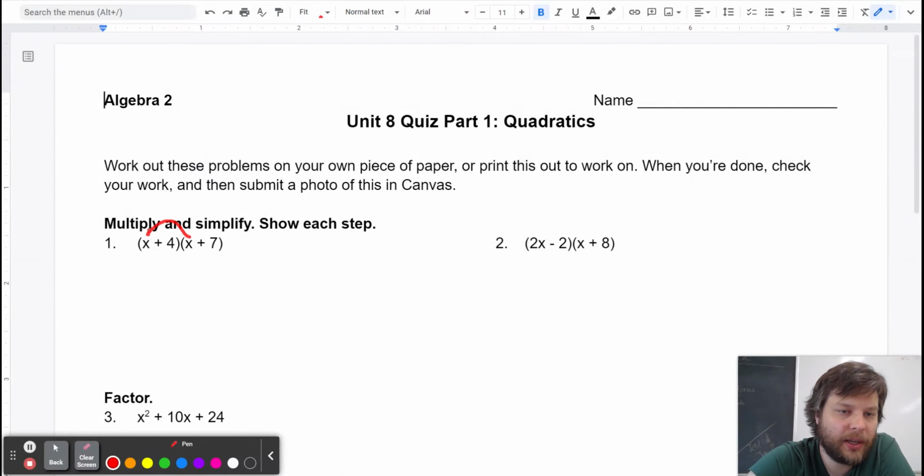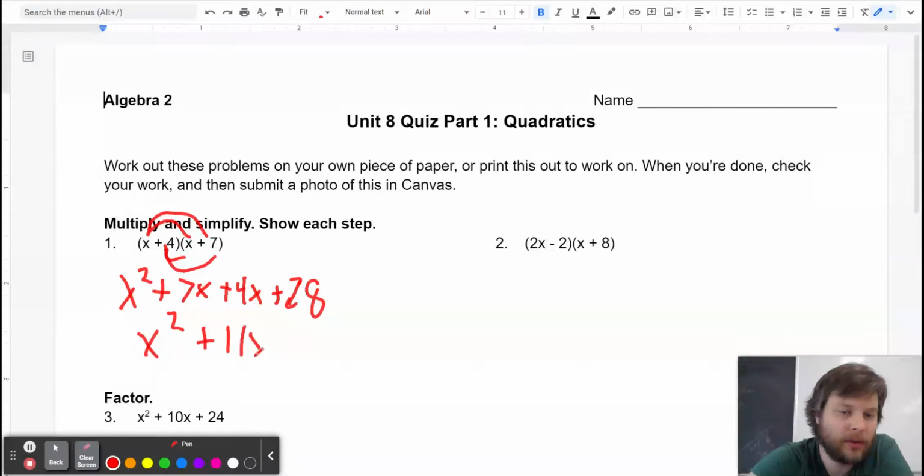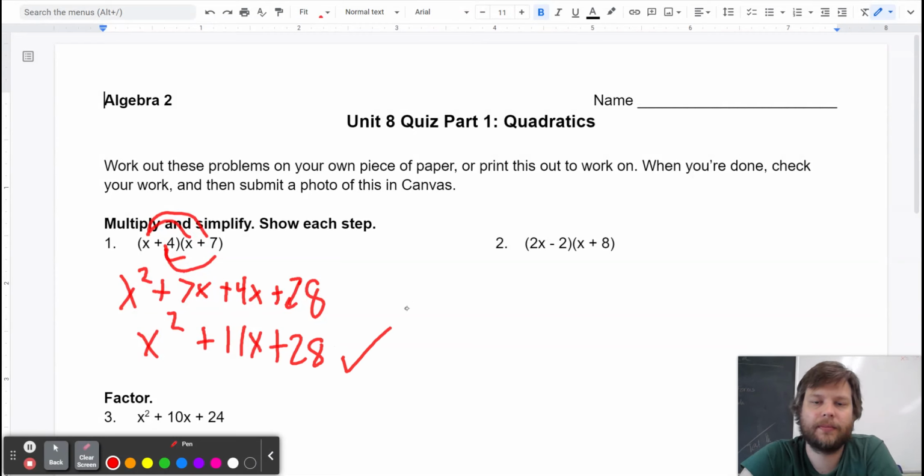So we're multiplying, and then we're going to simplify. So I'm distributing x times x times 7, x times 4, and 4 times 7. After distributing, I can combine my like terms. 7 and 4 makes 11, and that's as good as it gets.